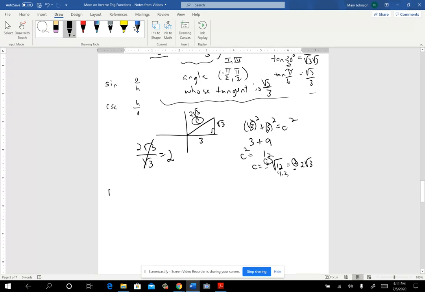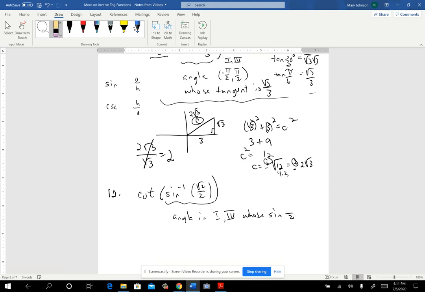All right, so let's go ahead and look at number 12. Okay, 12 is cotangent of the sine inverse of square root of 2 over 2. Okay, so even though I don't need to know what the angle is, I could think it through that way, but they actually want us to use a sketch. So remember, this is going to be the angle in the first or fourth quadrant whose sine turns out to be square root of 2 over 2. Whose sine is square root of 2 over 2.